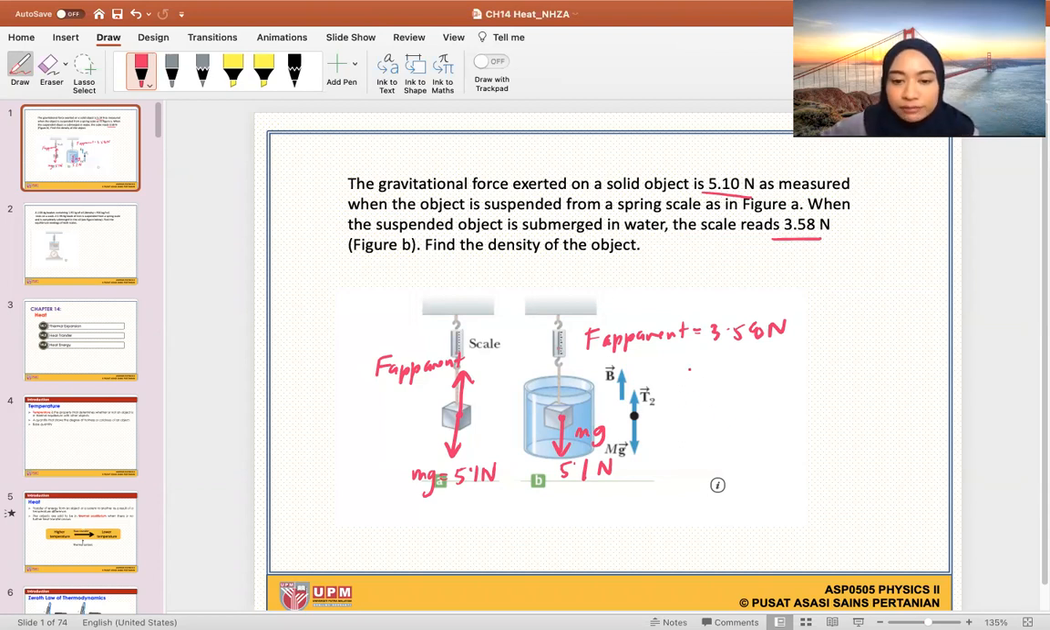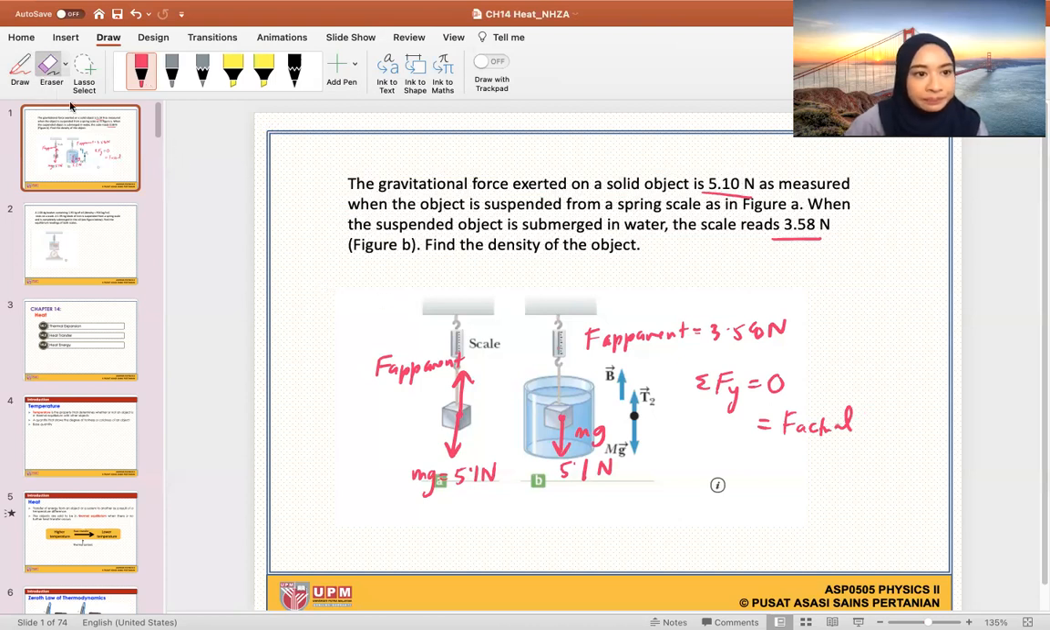So how do we find out what is the buoyant force acting on this object that causes the F apparent to be 3.58? Okay, so equilibrium means F net in the Y is equal to 0, which means that F actual, which is the weight, I need more space.